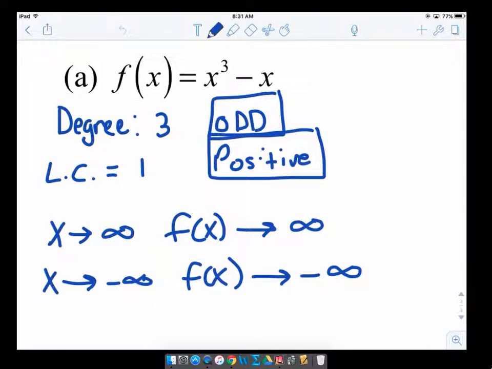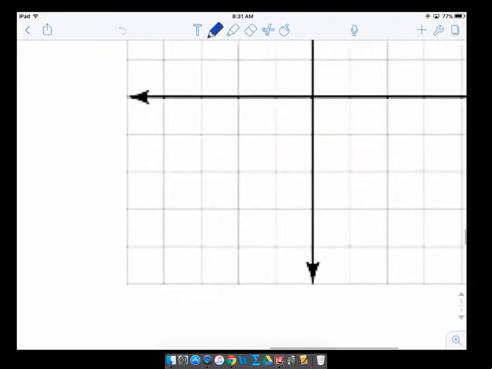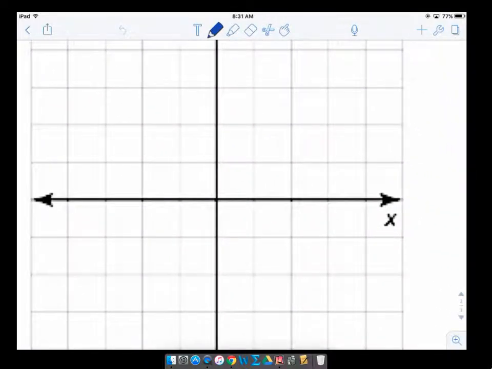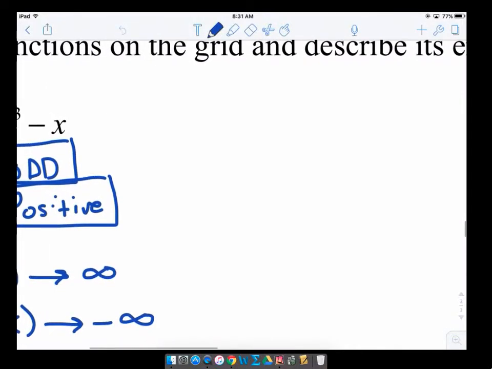So as x gets really, really large, y values are going to get very large. As x gets really negative, y values will get very negative. All right, so what you want to do is get a general idea of what it's going to look like around the middle there. So just plug in some points to get your values.